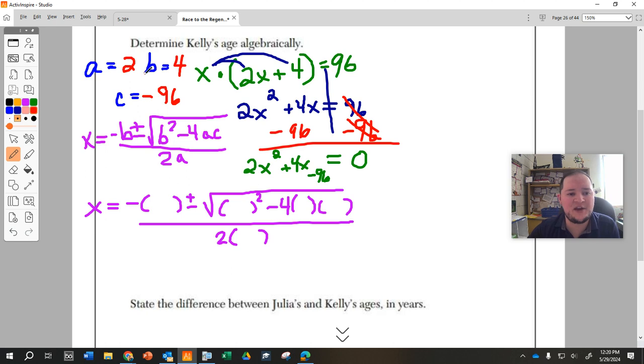First parenthesis is negative b. B is 4. Another b in the formula goes here. Another 4. I'm just literally using the formula. A is 2. C is negative 96 over 2a, which is also 2.